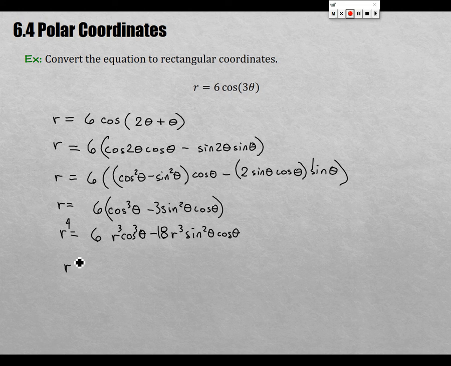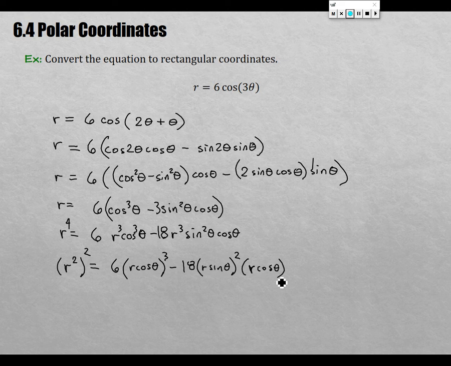So over here we have r squared. That's what r to the 4th is. Over here we have 6 times r cosine cubed. And here we have, are you comfortable with this? r sine theta squared r cosine. I'm just moving those r's to where I'd like to see them. And now we're ready. We've really set ourselves up for success here. That's an r, sorry. This is an r cubed over here still, isn't it?